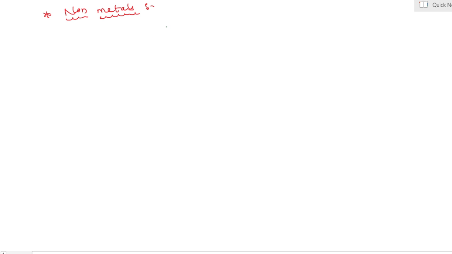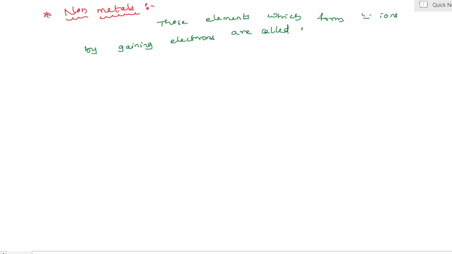Yes, my dear students, those elements which form negative ions by gaining electrons are called non-metals. Metals are termed as positive and lose electrons. But here the elements which form negative ions by gaining electrons are termed as non-metals.